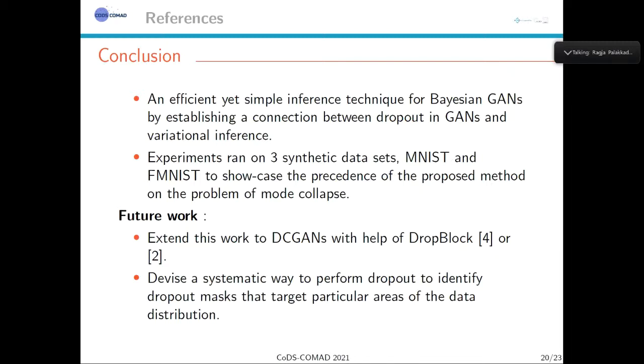The future work is to extend this work to DCGANs with the help of DropBlock or even Monte Carlo dropout in convolutional neural networks. Another idea would be to devise a systematic way to perform dropout so that we can identify dropout masks pertaining to particular areas of the distribution, which can help us conditionally generate data with the help of the dropout mask.